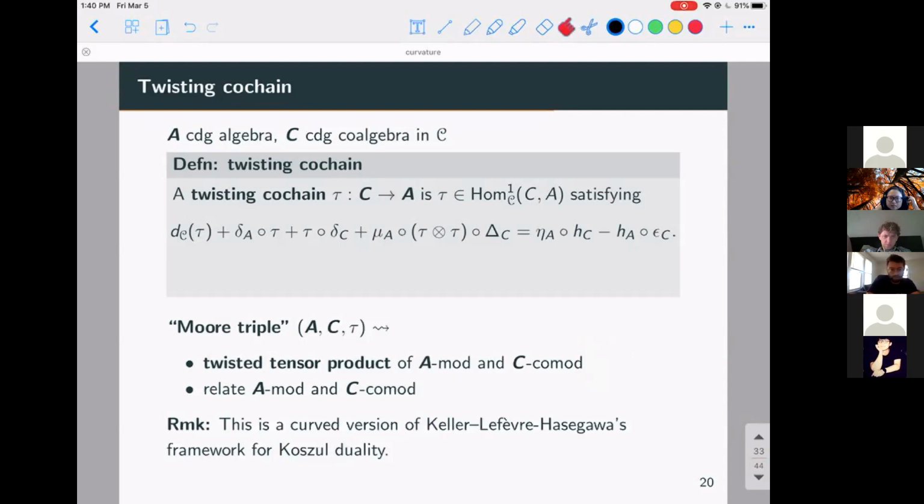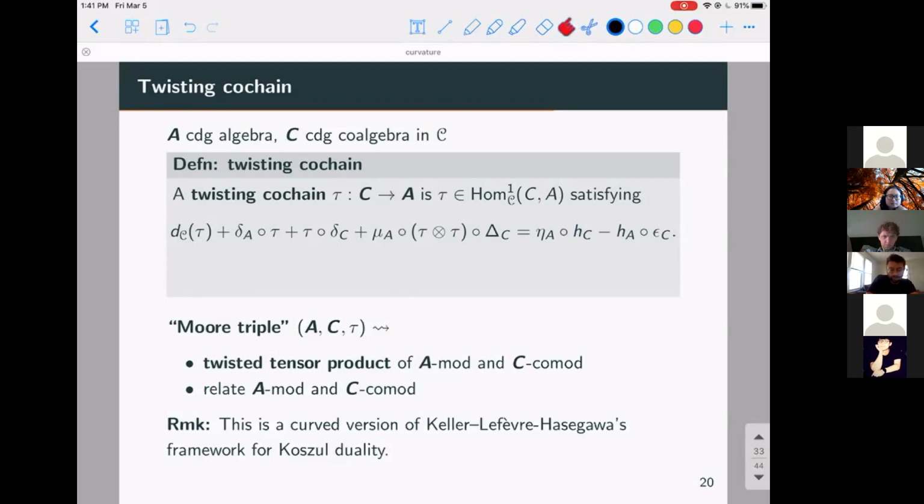So I want to refer to this kind of triple, an algebra A, a coalgebra C, and a twisting cochain, relating them, as a Moore triple, after some work by Moore and his collaborators in the 60s and 70s. I just wanted to give it a name. And this is the starting data for a framework for Koszul duality that's due to Keller and his student, Lefèvre-Hasegawa.